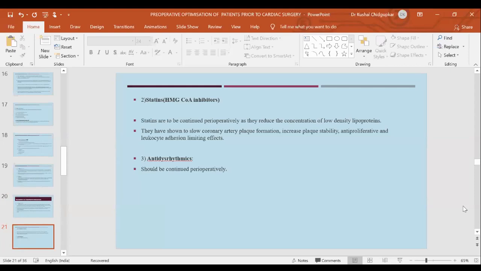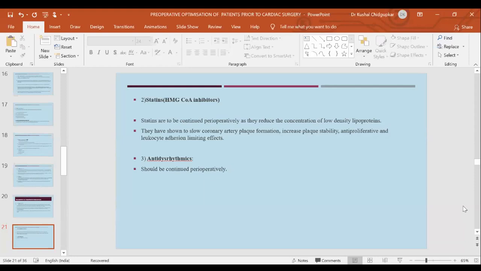Usually, anti-arrhythmics are not administered except for beta blockers. Cardiologists do not like to treat arrhythmias by medicines. They like to ablate the arrhythmias. So if there is atrial fibrillation, they would like to do radio frequency ablation. If there is ventricular tachycardia, they would like to ablate the accessory pathway by radio frequency ablation, and so on. So actually, antiarrhythmics, I don't know, you must have taken it from some book and therefore you are writing it anti-dysrhythmics. But they should be continued. I agree with that. And statins we have already discussed.